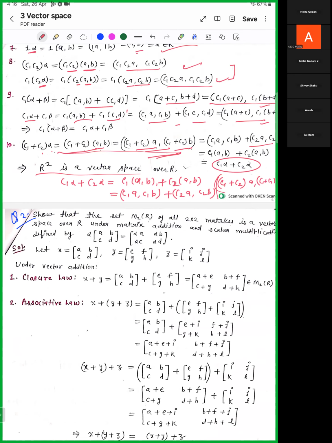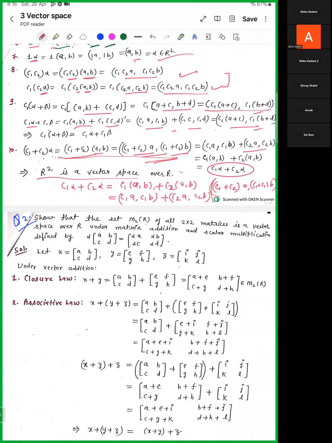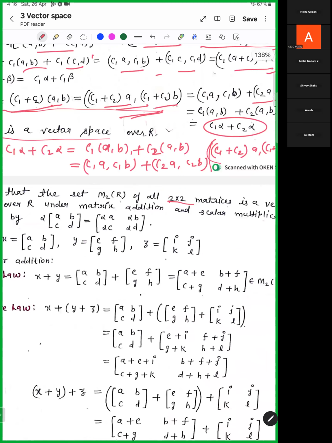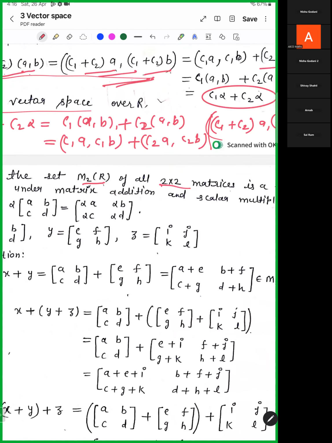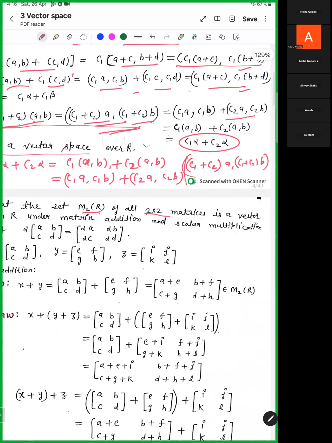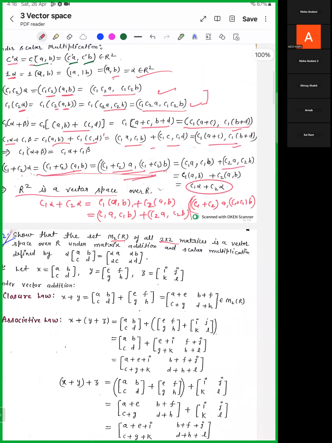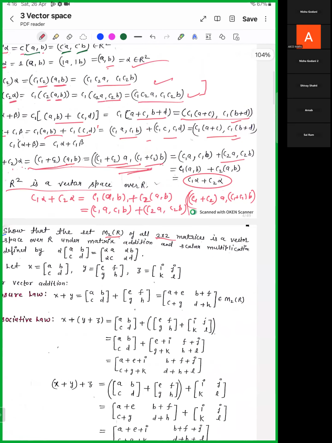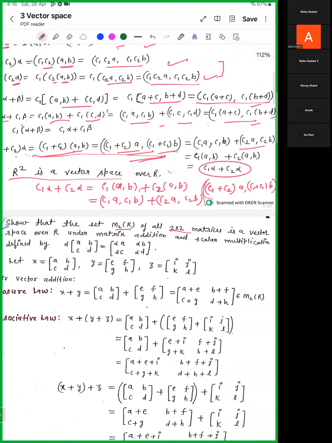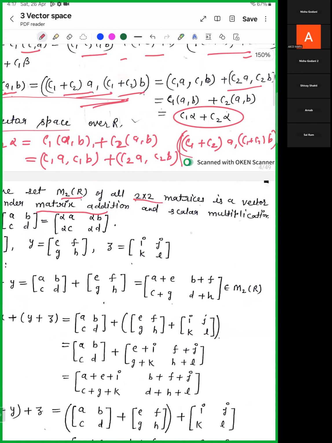So I have taken one more example: the space of all 2 cross 2 matrices. Okay, so M2R is what here? It is the set of all 2 cross 2 matrices. It is saying that under matrix addition, you know matrix addition, I have already taught you how to add two matrices. You already know this. And scalar multiplication, you also know.